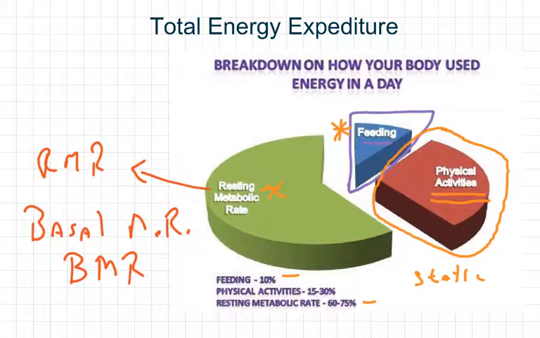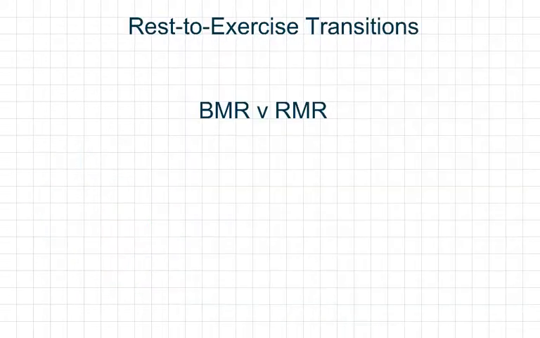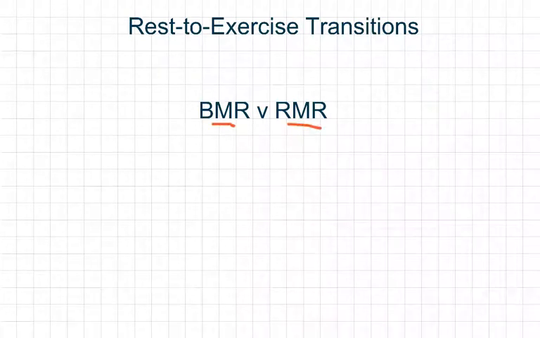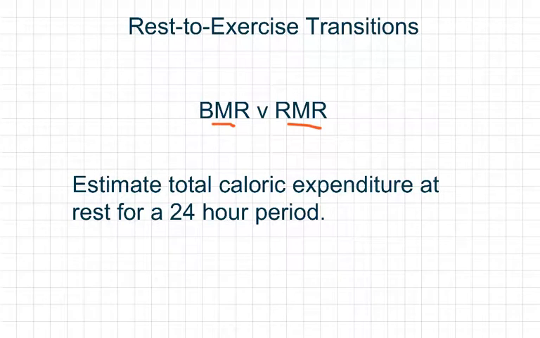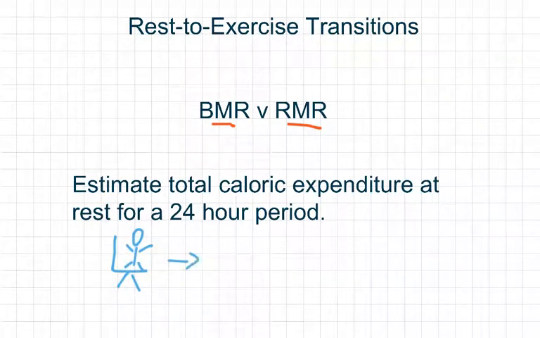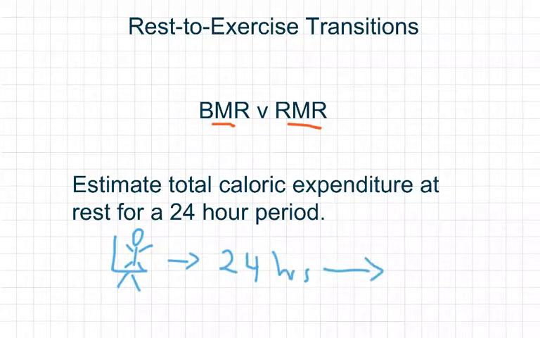And so let's talk a little bit more about the resting metabolic rate, or basal metabolic rate. When we look at the definitions of BMR versus RMR, there are some slight differences. Essentially, these two measurements estimate one's total caloric expenditure at rest for a 24-hour period. And so what we're saying is if you're sitting in a chair for 24 hours and did nothing, just sat there, that would be your basal metabolic rate.